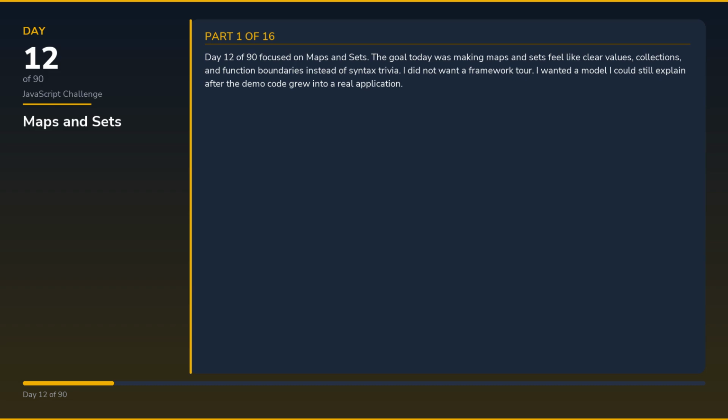Day 12 of 90 focused on maps and sets. The goal today was making maps and sets feel like clear values, collections, and function boundaries instead of syntax trivia. I did not want a framework tour. I wanted a model I could still explain after the demo code grew into a real application.